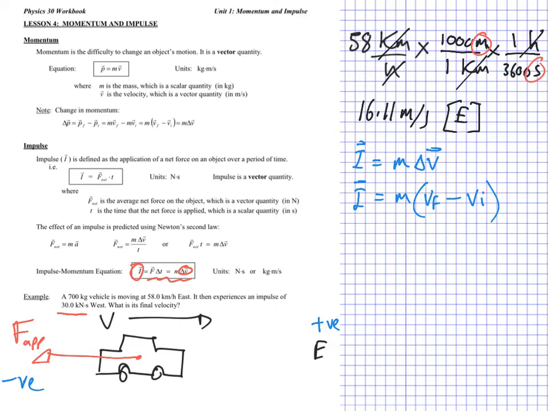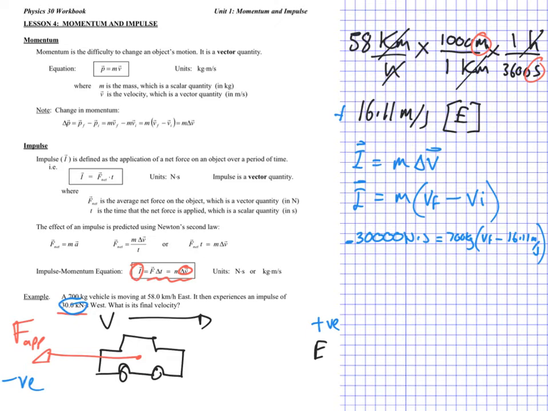So my change in momentum, my impulse, is actually going to be a negative value. And I'm told what that value is there. It's 30,000. So I'm going to say negative 30,000 Newton seconds is equal to 700 kilograms. That's the mass of the car. And then Vf, which is what I'm trying to find out, minus, and now I've got my plus 16.11 meters per second. So minus 16.11 meters per second.